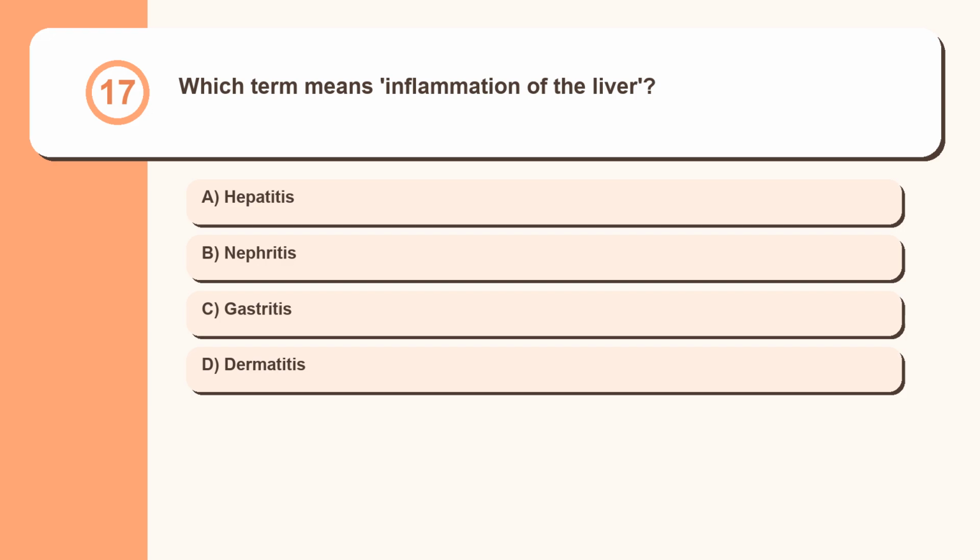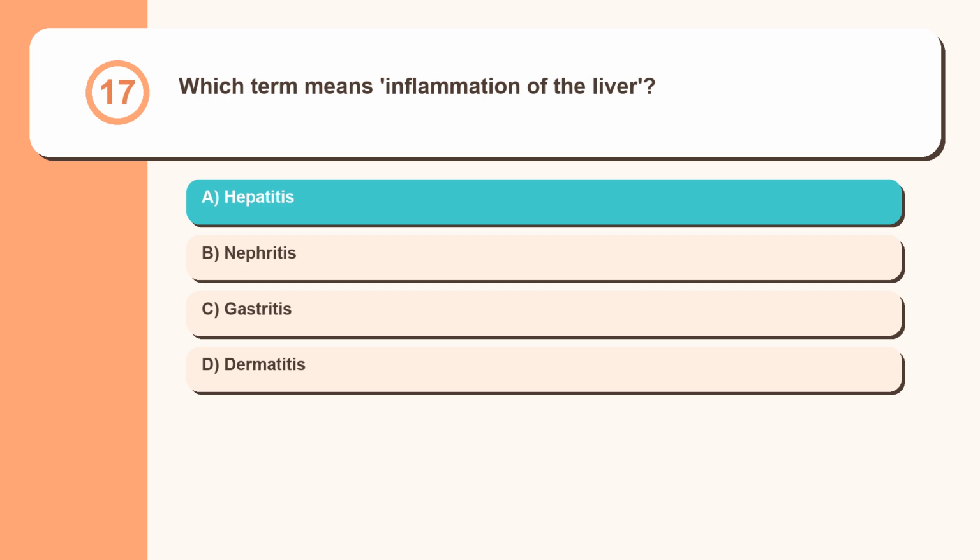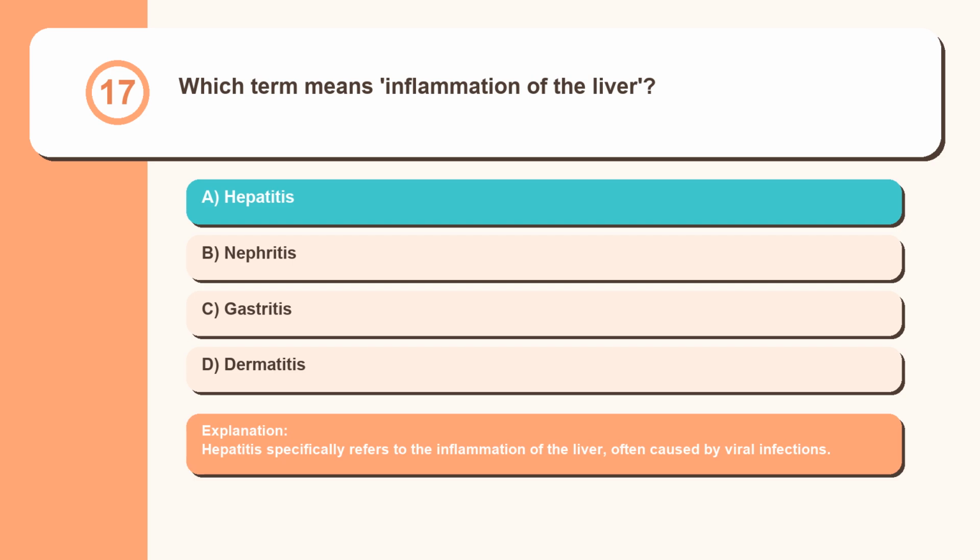Question 17. Which term means inflammation of the liver? Hepatitis, nephritis, gastritis, dermatitis. Hepatitis specifically refers to the inflammation of the liver, often caused by viral infections.